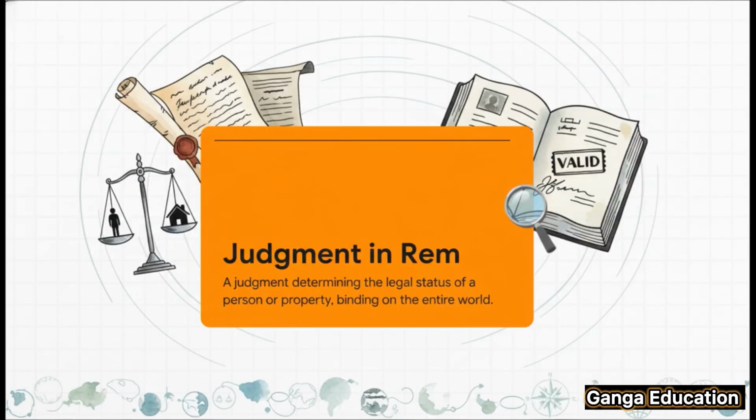So let's double-click on this core concept, judgment in rem. As you can see, it's a judgment that settles the legal status of a person or even a thing. And it's binding on everyone. The whole world has to accept it. For example, if a court declares a ship to be a prize of war under admiralty law, that's it. Everyone, everywhere has to recognize that fact. It's not up for debate.